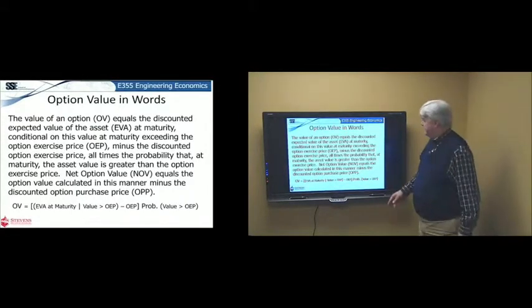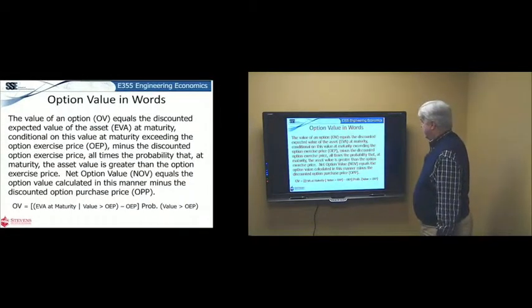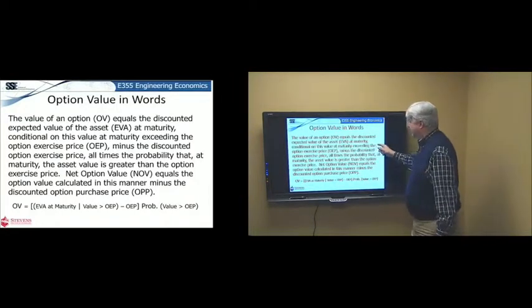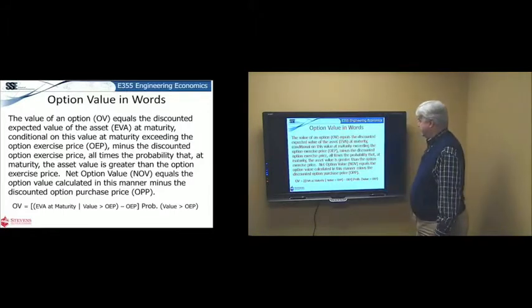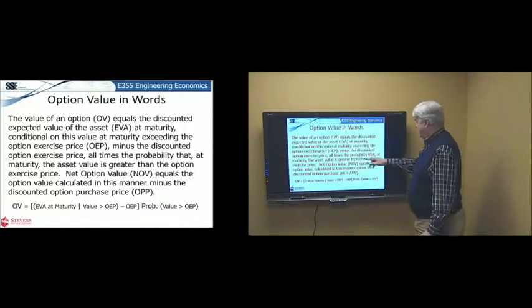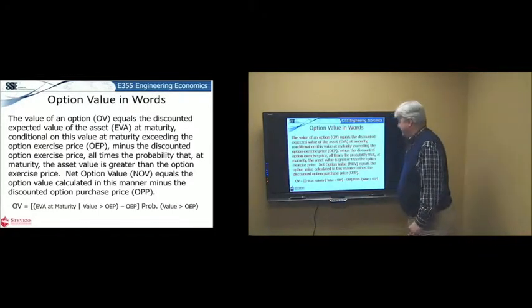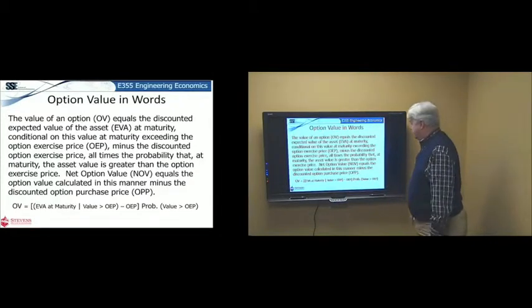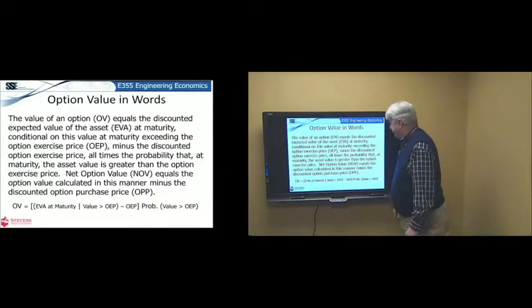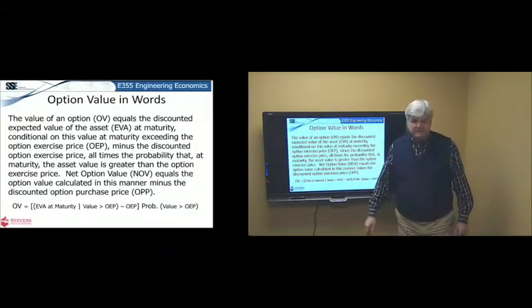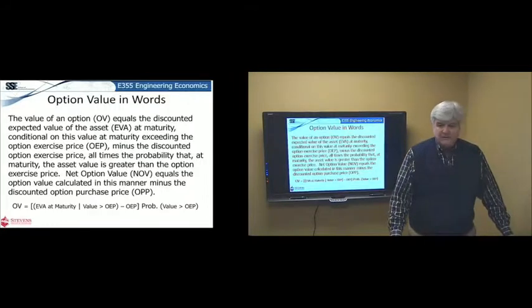The value of an option equals the discounted expected value of an asset at maturity. We talked about that. Condition on this value exceeding the cost of obtaining it, the exercise price, minus the discounted price, so we're just looking at the gain, all times the probability that at maturity the asset value is greater than the option price, otherwise you wouldn't exercise it. Net option value equals the option value calculated in this manner minus the option purchase price. This is from a book by Smithson that is real down to earth in terms of how it explains these mathematics.